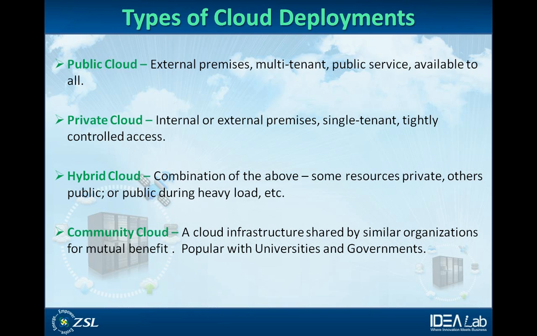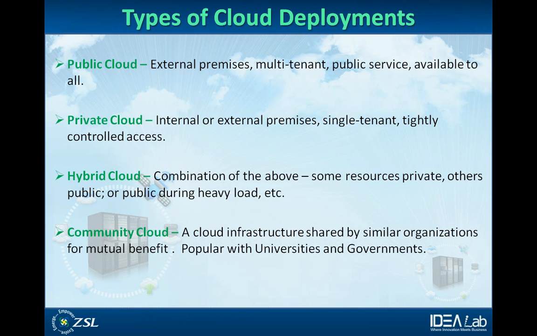The other model is that if you have a steady state computing load, you have it running in your private cloud or your data center, but when the cyclical loads come in, you burst out into the public cloud to handle the extra cycles and extra load, and then you scale back down to the private infrastructure when that extra load is not there.